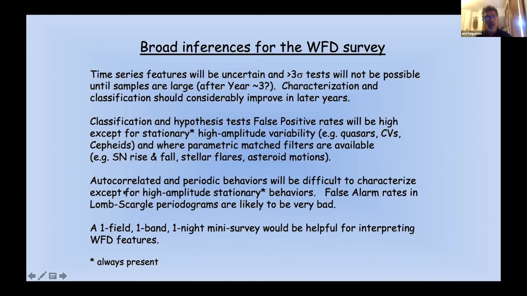Autocorrelated and periodic behaviors will be difficult to characterize, and false alarm periodograms are bad at the beginning. And this kind of testing will help a bit. It will actually be very informative by itself. You'll learn a lot from one night, one band, one field. But it should help understanding the WFD as well to some degree.